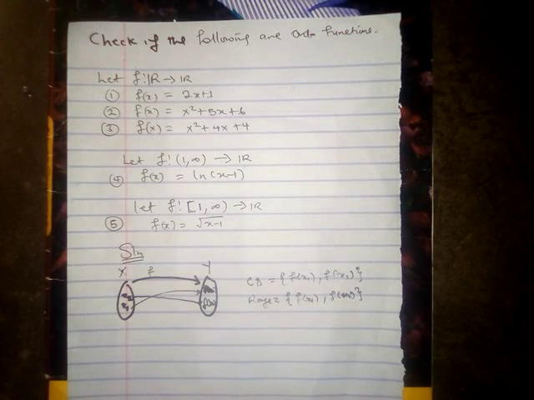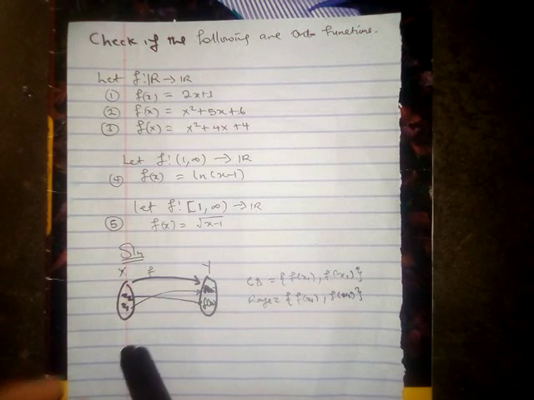In this video we want to show that the following functions are onto functions. We want to check if the following functions are onto functions. So we're not just going to do much solving, we're just going to recall from our last video that first of all, for a function to be an onto function, the codomain must be equal to the range.